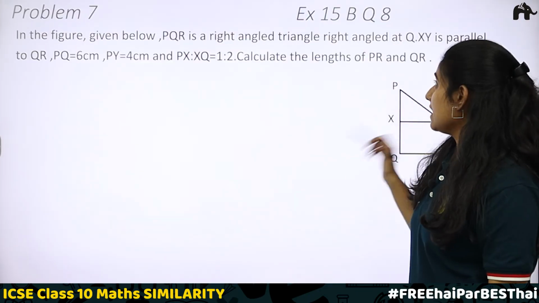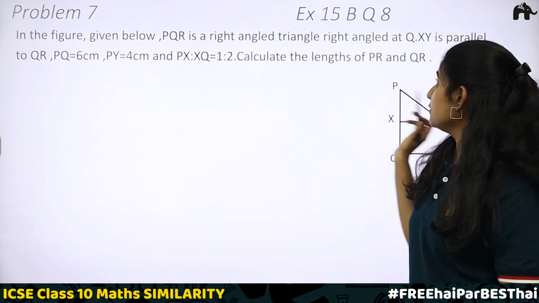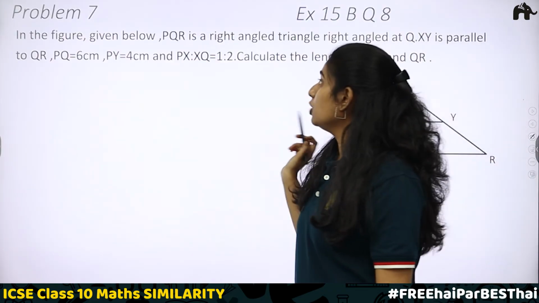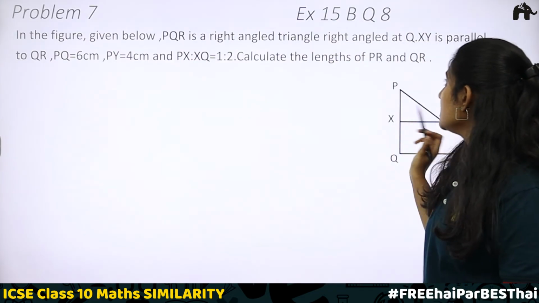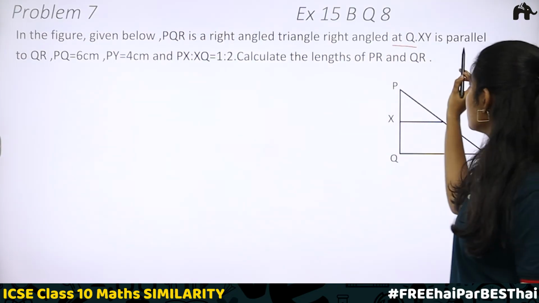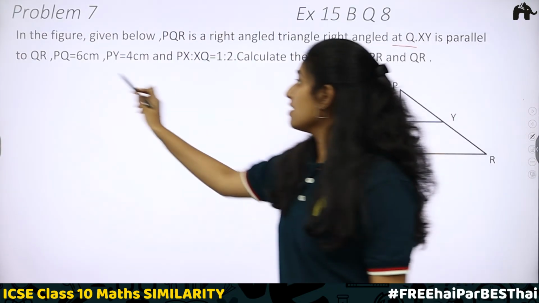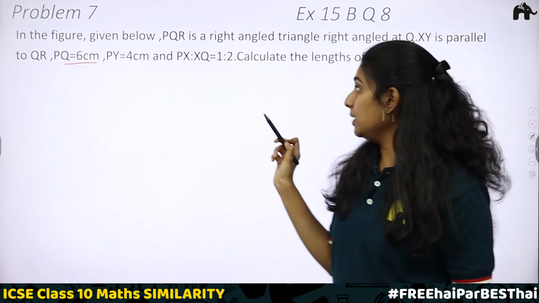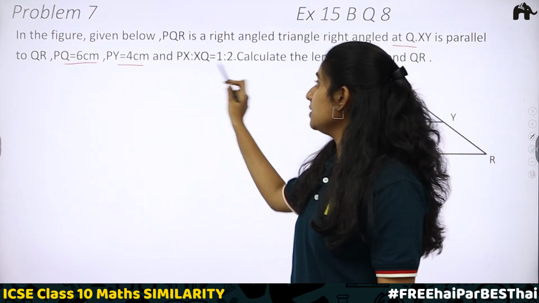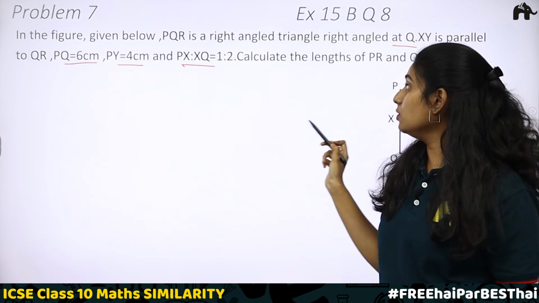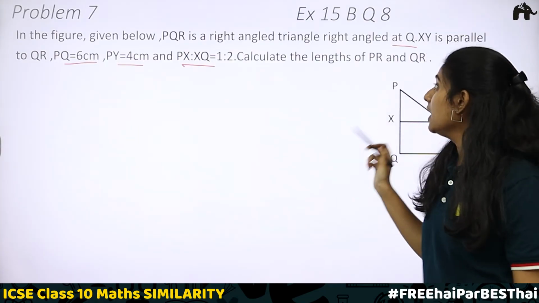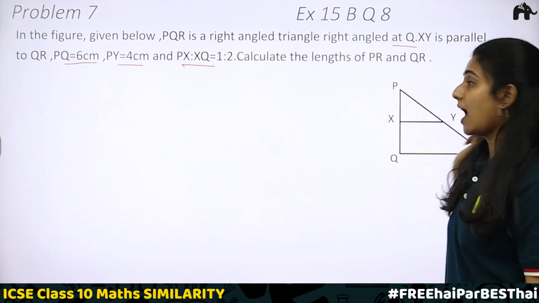Next, problem number 7, question 8 of exercise 15b. In the figure given below, PQR is a right angle triangle, right angled at Q. XY is parallel to QR. PQ is equal to 6 centimeter. PY is equal to 4 centimeter. PX is to XQ is equal to 1 is to 2. Calculate the length of PR and QR.